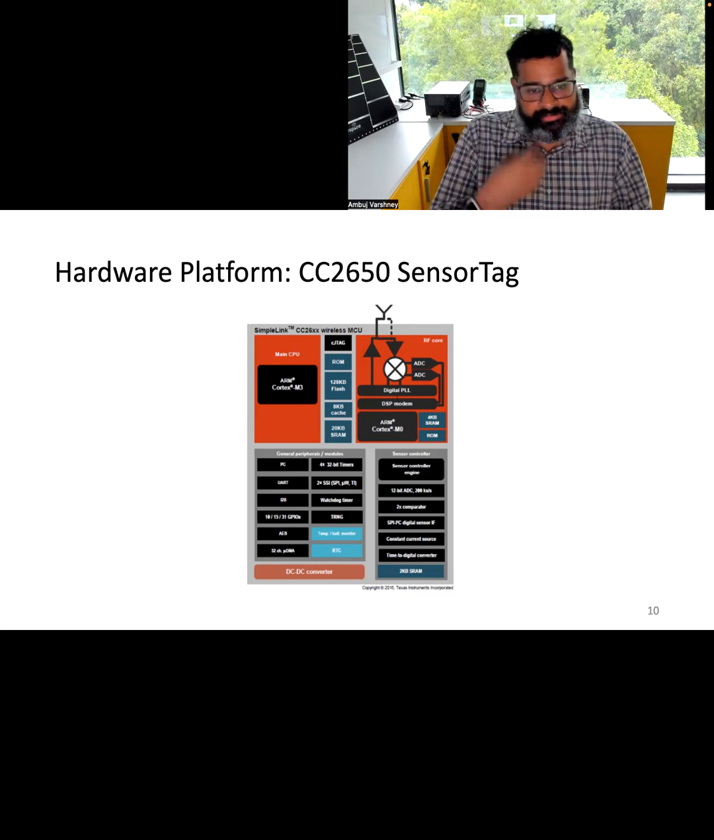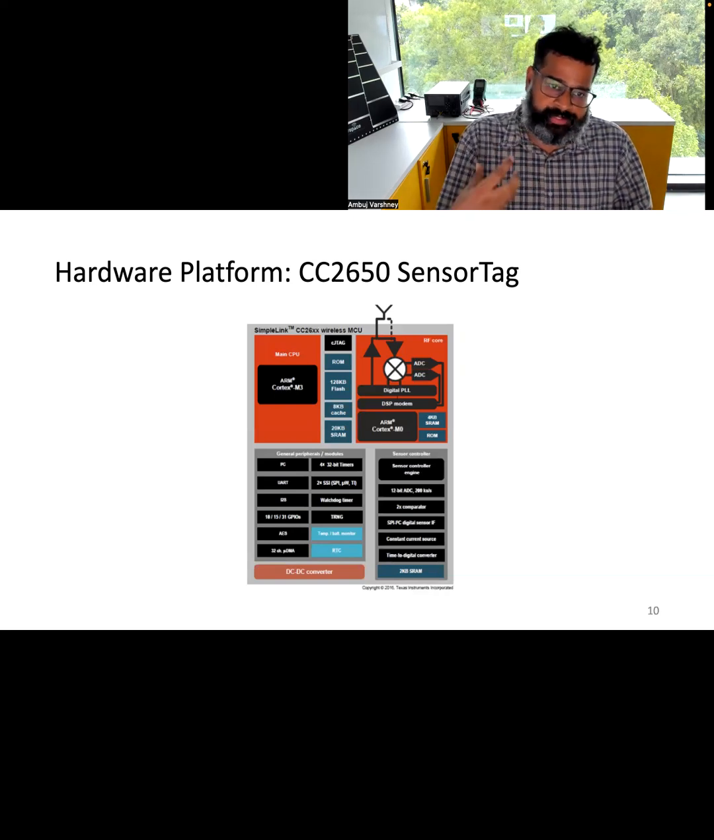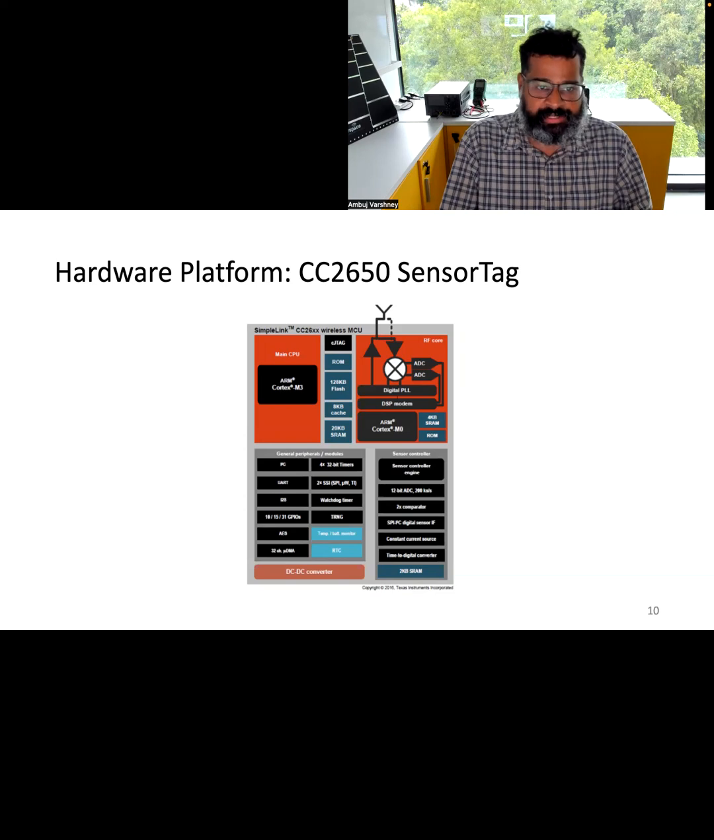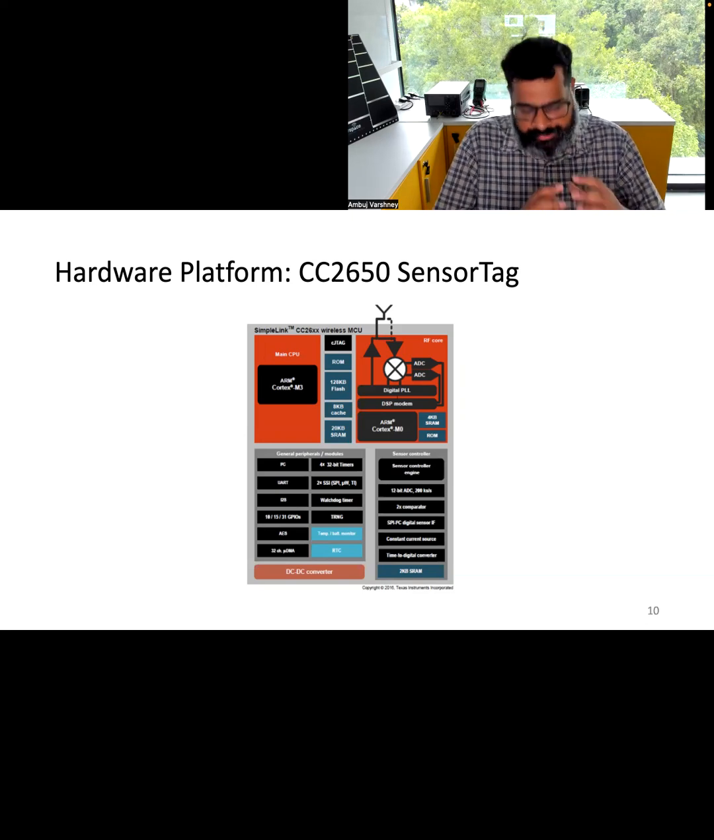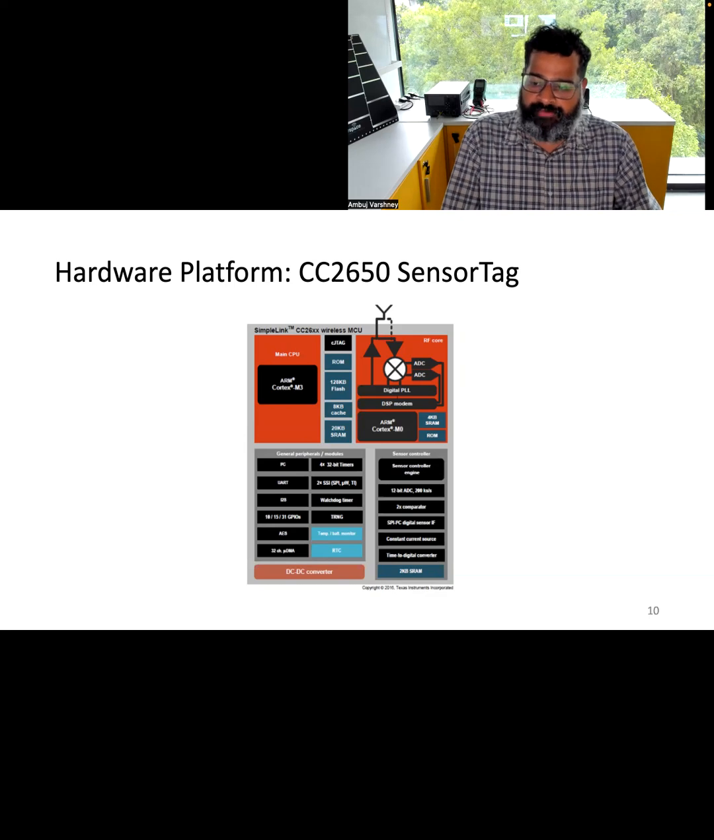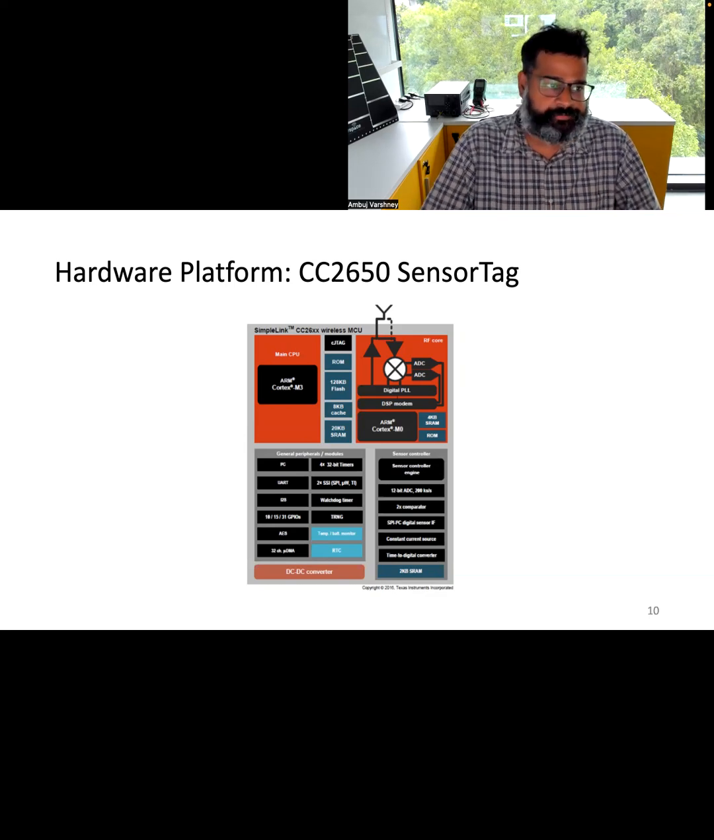So the RF core comprises circuitry to allow you to generate radio waves, which can then be transmitted from this SensorTag device. So I would highly encourage you to look into the data sheet of this microcontroller or system on chip, and we have linked it on the course homepage.